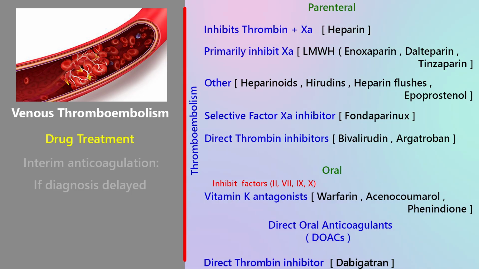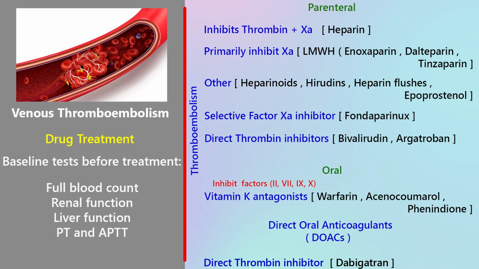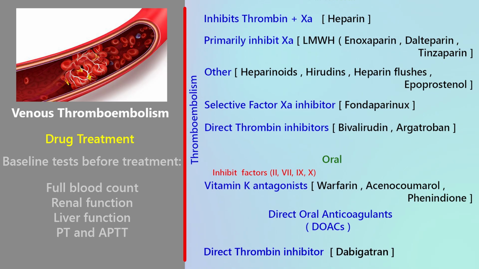Drug treatment starts with anticoagulation. If diagnosis is delayed, interim anticoagulation is started. Baseline tests are essential: blood count, renal and liver function, PT and APTT.